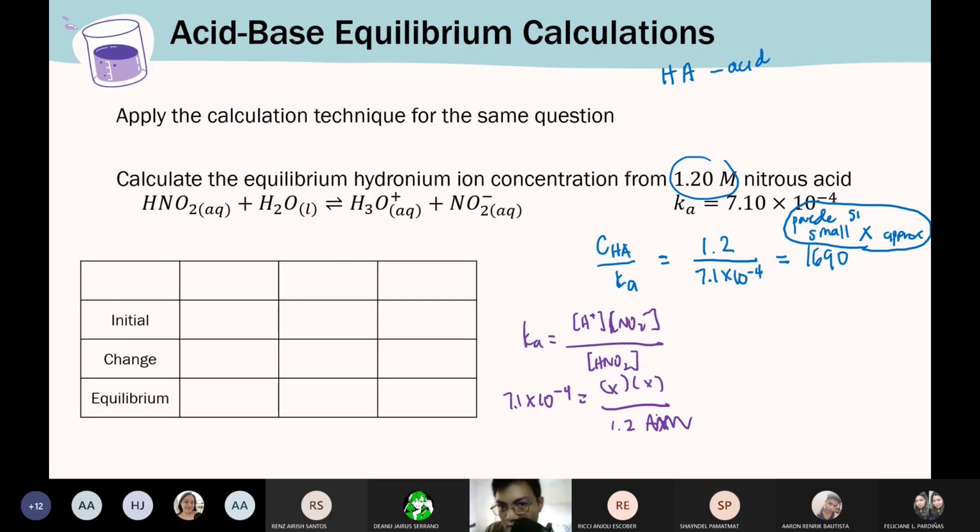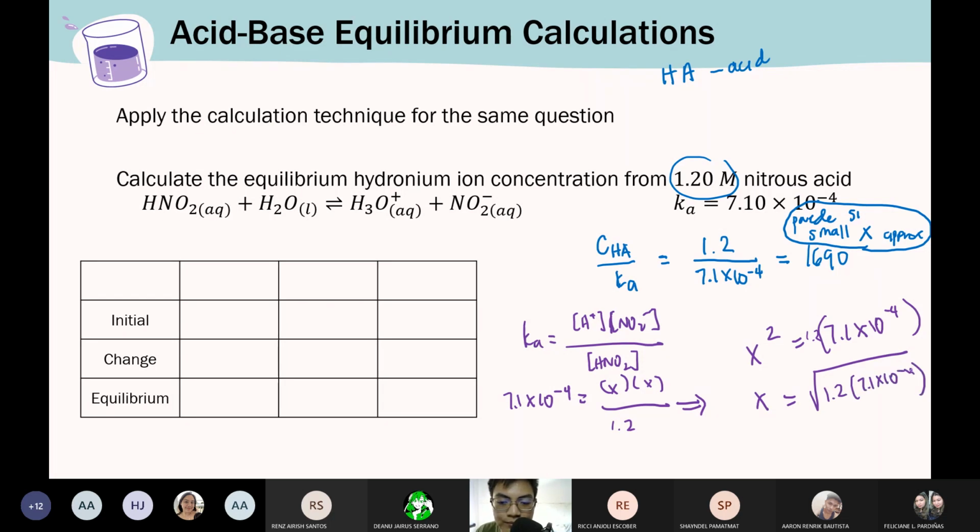And what will happen if you omit that? Ano mangyayari? Wala ka ng quadratic equation. You can simplify this as x squared equals 7.1 times 10 raised to negative 4 times 1.2. And to get x, that's the square root of 1.2 times 7.1 times 10 raised to negative 4. Diba? Wala ka ng quadratic equation. And that will happen if small x approximation is possible.